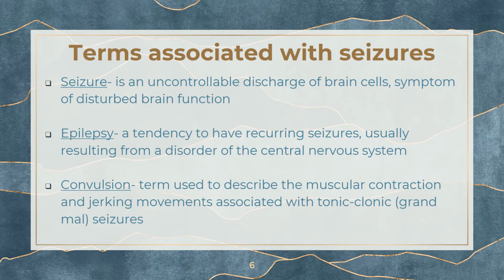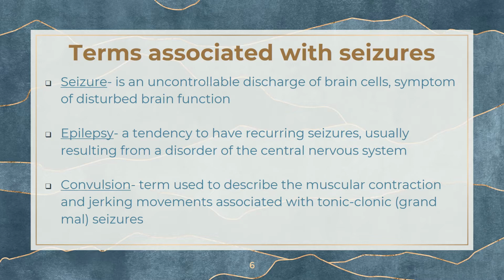There are some common terms associated with seizures that I will regularly refer to throughout the presentation, all of which I have actually already used. A seizure is an uncontrollable discharge of brain cells and a symptom of disturbed brain function. As I mentioned earlier, there are many types of seizures and behaviors associated with the different types. Epilepsy is a tendency to have recurring seizures and usually results from a disorder of the central nervous system.